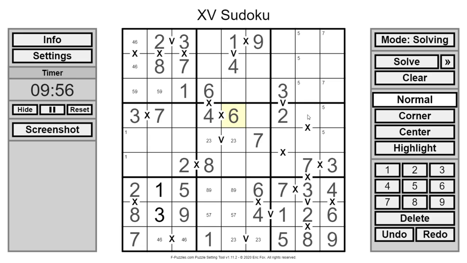4 and 6 both see this, so this can't be a part of a 4, 6 thing. So this is a 4, 6 thing. And we got 1, 9 left. 2 and 3 are both used. This becomes a 5, 8.